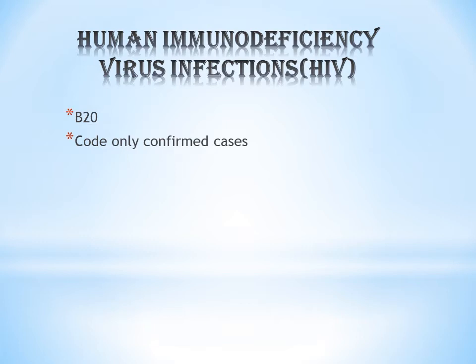The first condition is human immunodeficiency virus infections, or HIV. The code for HIV infections is B20. The guideline is that we have to take the code only for confirmed cases of HIV. Even if it is written as suspected, possible, or probable HIV, we cannot code it as confirmed. We cannot give B20. Instead, we have to code for the signs or symptoms. We code B20 only if it is confirmed.